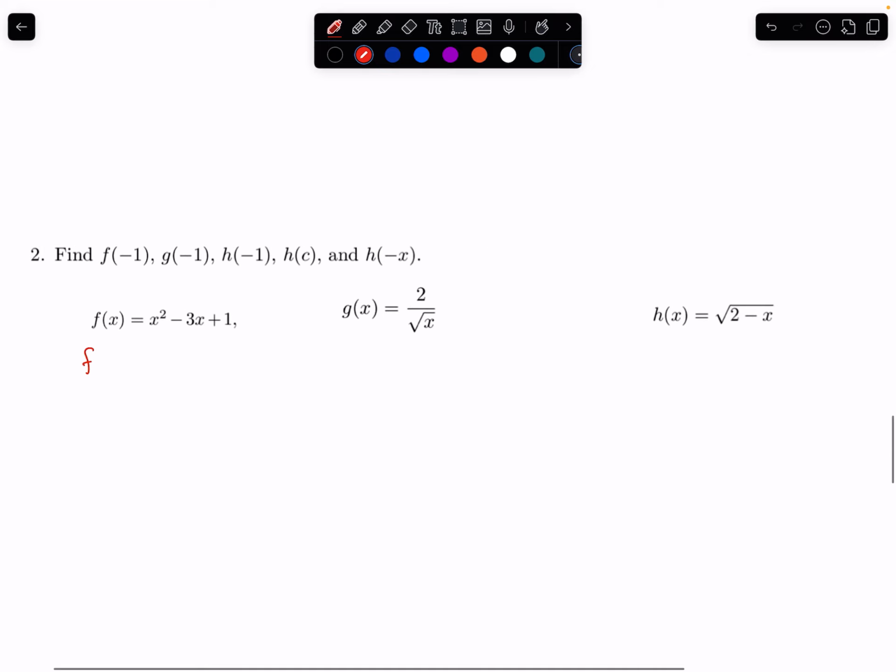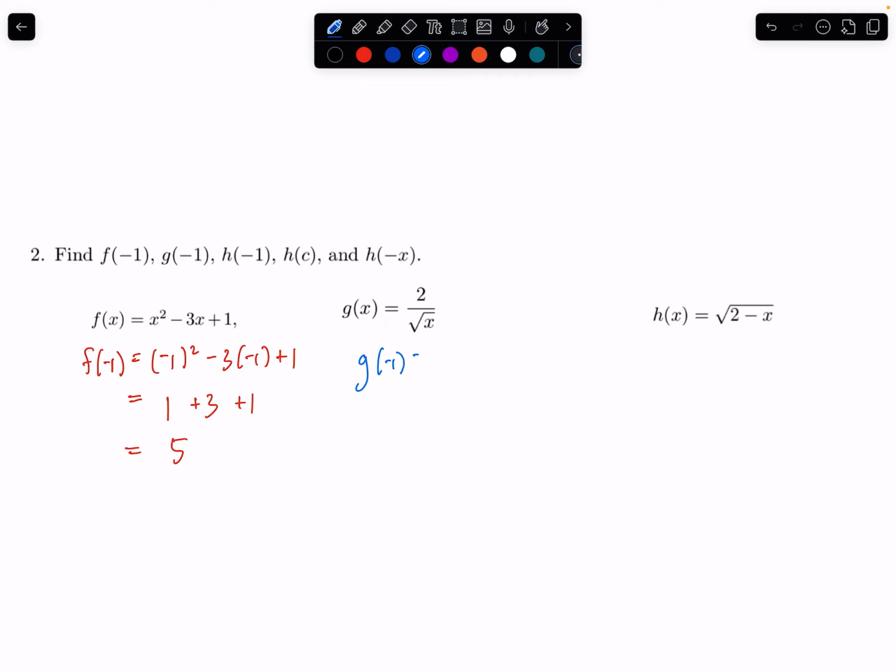F of negative 1, let's speed things along here. F of negative 1 is negative 1 squared minus 3 times negative 1 plus 1. Negative 1 squared is 1. Minus 3 times negative 1 is going to be plus 3, and then plus 1. So 1 plus 3 plus 1 is 5.